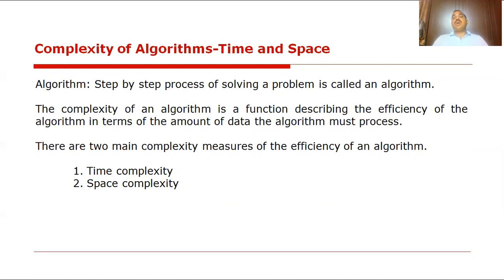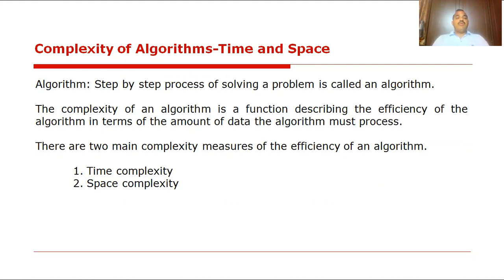Here, simply, a step-by-step process to solve a problem is known as an algorithm. We know an algorithm has finite steps to solve a problem. Finite steps to solve a problem, or a step-by-step procedure to solve a problem, is known as an algorithm. Then, the qualities of good algorithms.